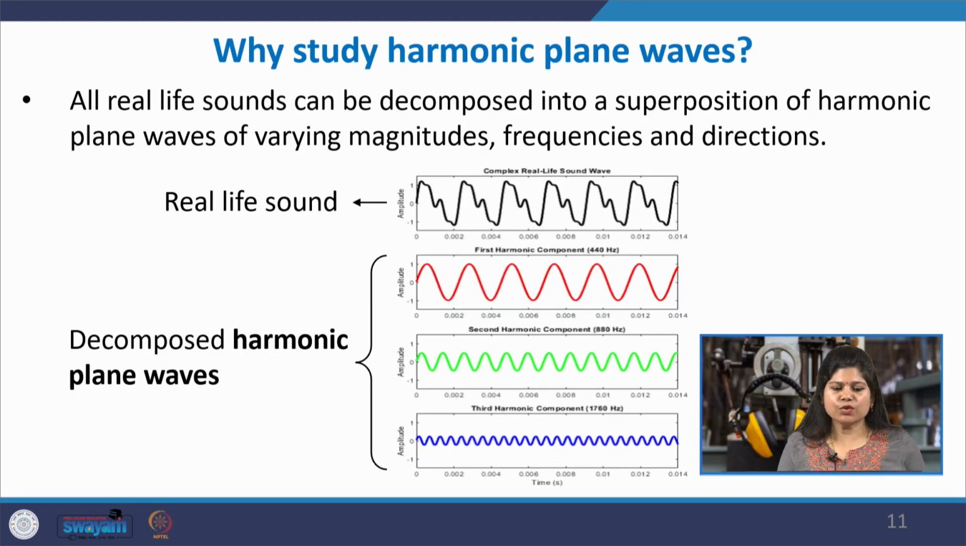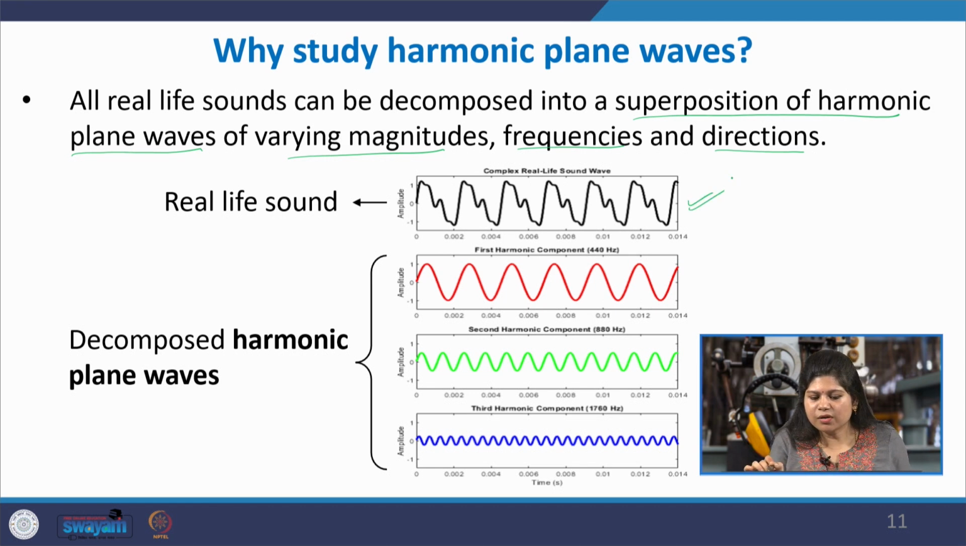Already I told you that any kind of real sound can be decomposed into a superposition of harmonic plane waves which have varying magnitudes, frequencies and directions. This particular schematic illustrates my point. Let us say we have a real life sound, something like this. It looks like a periodic wave, but does it look like a pure tone or a harmonic plane wave? It does not. But it is a composition, an addition, of these three harmonic plane waves at three different frequencies, and so on.